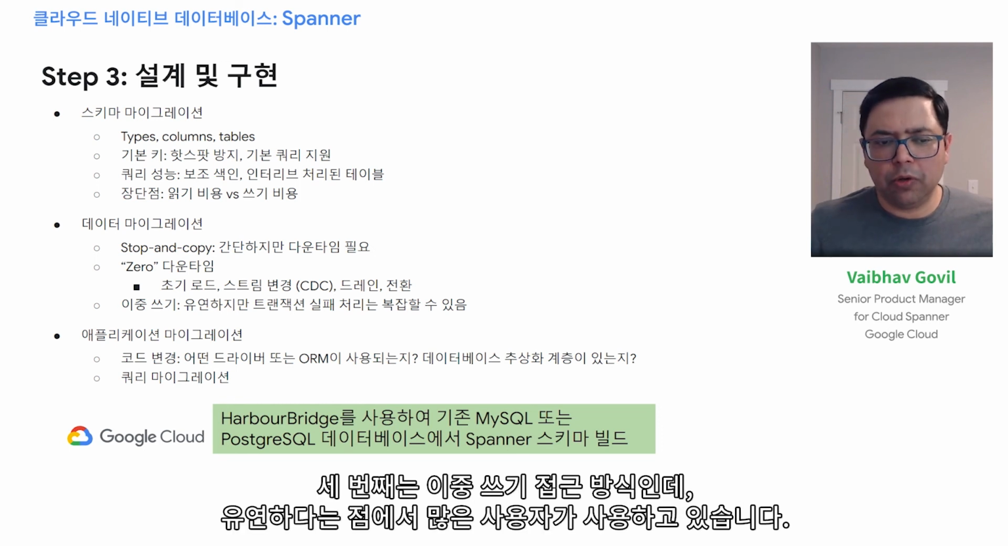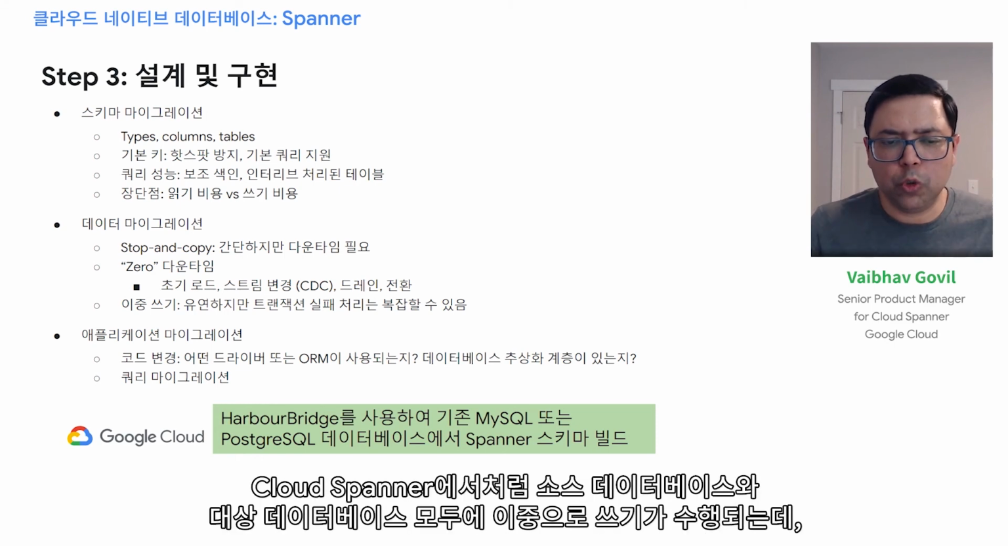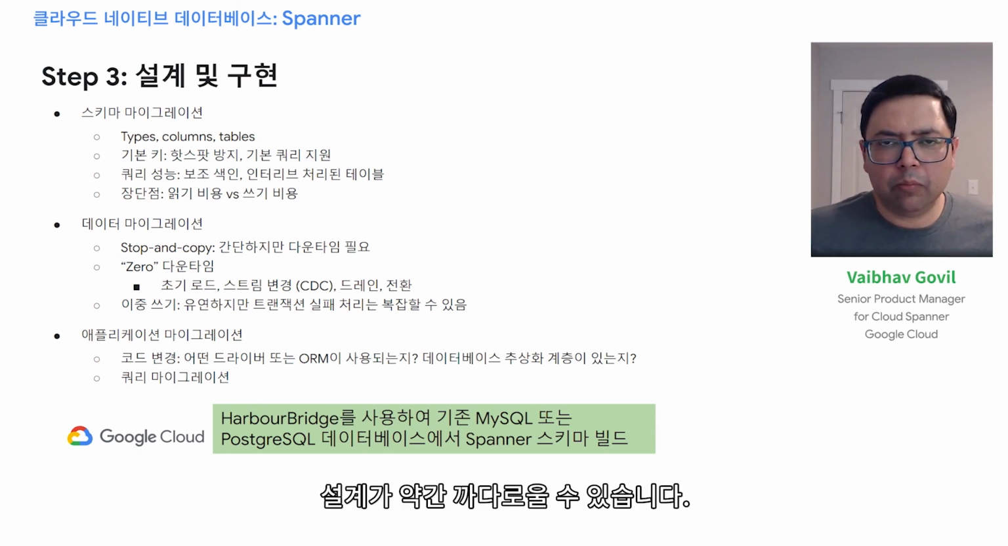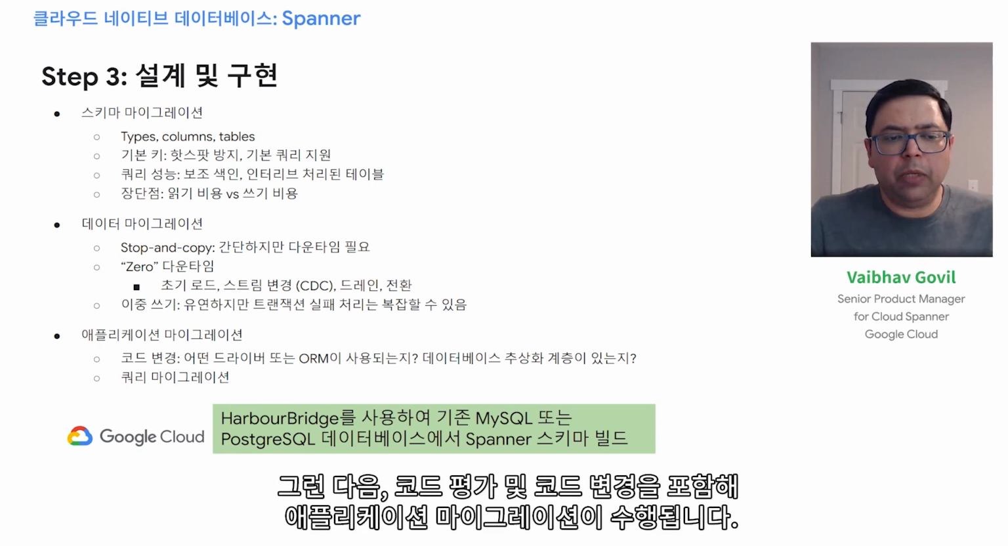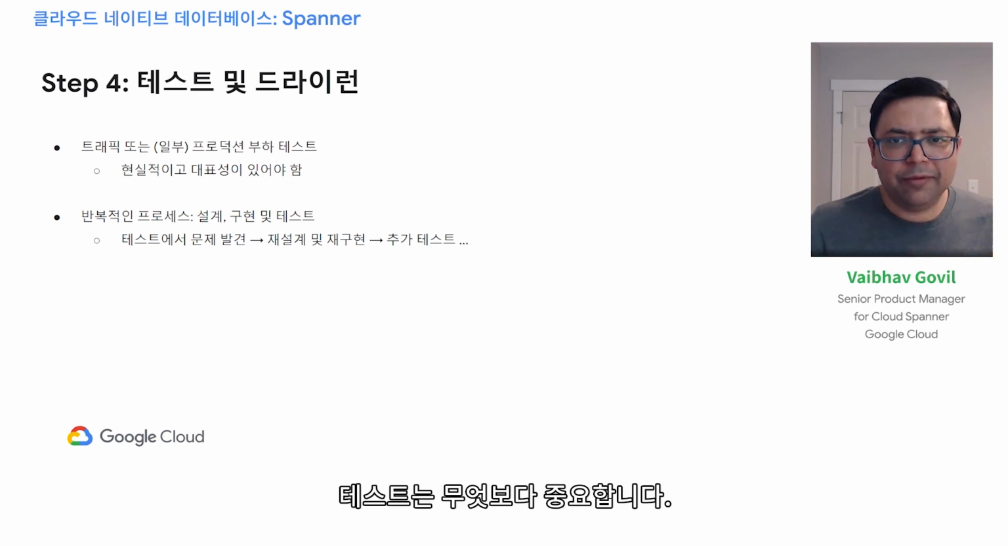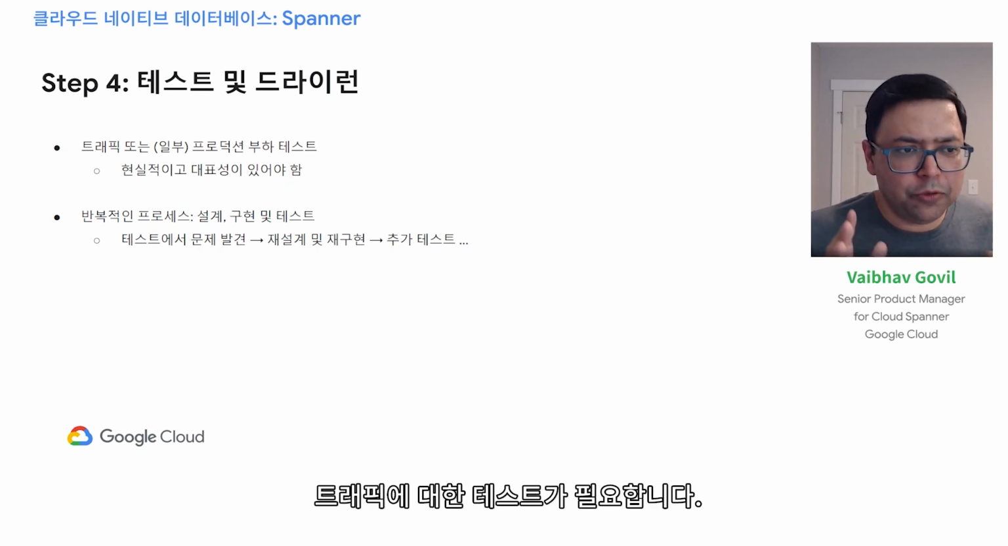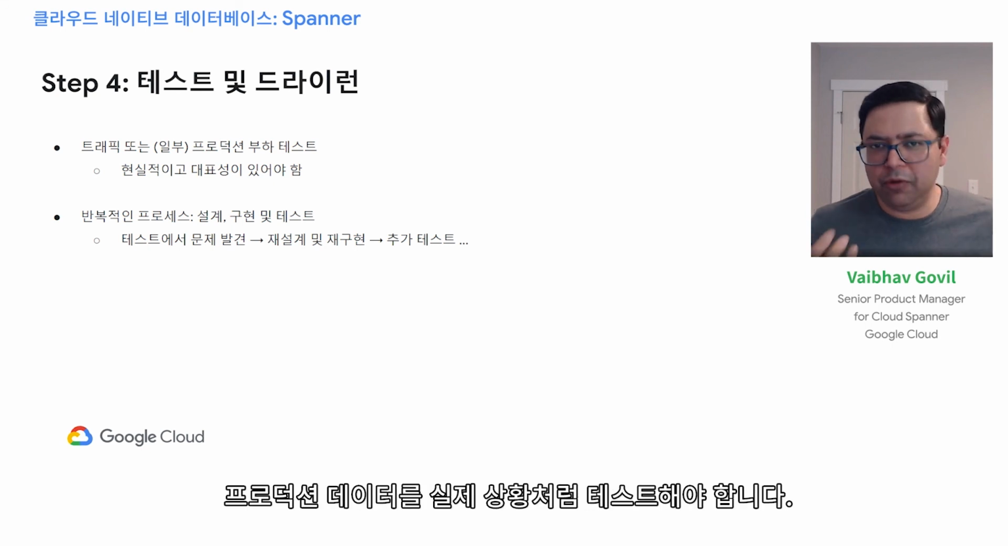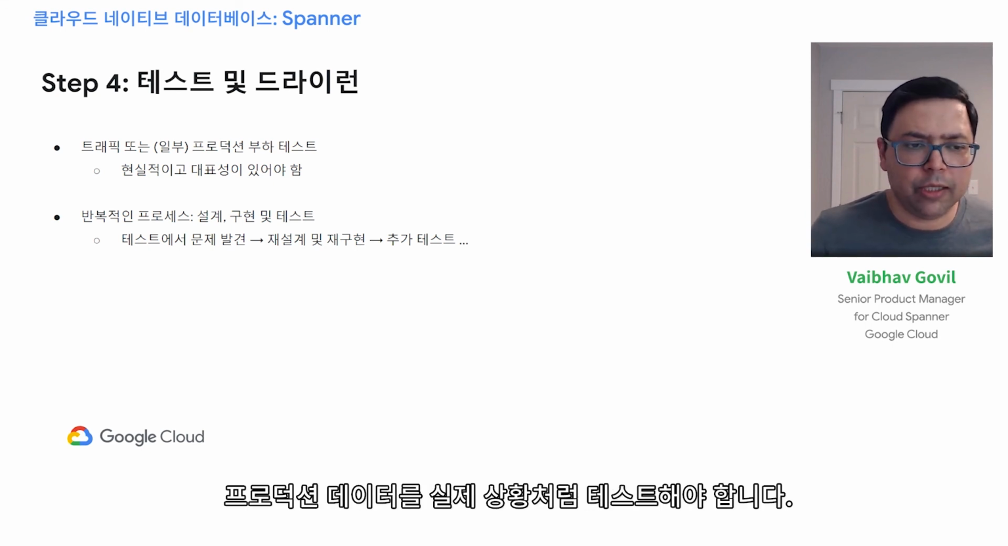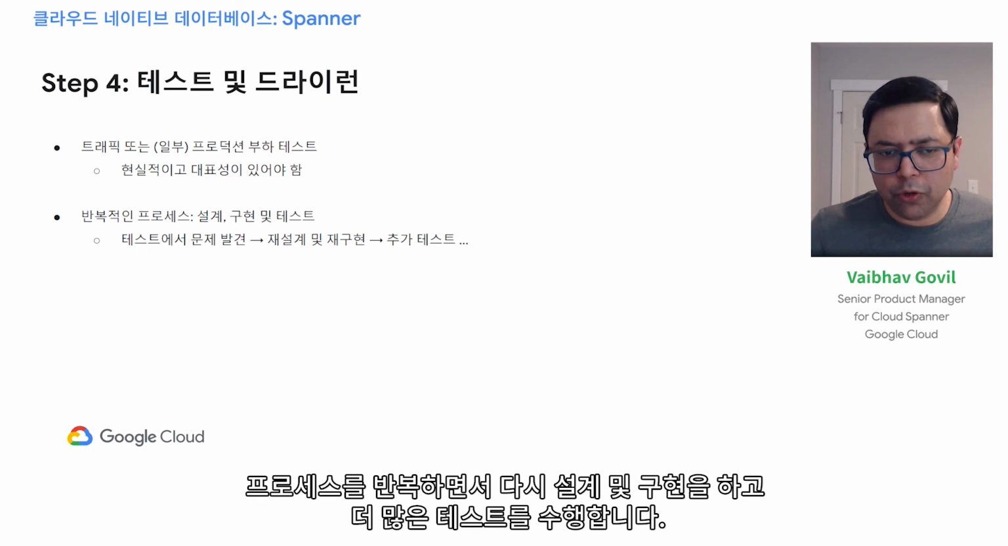And then there's the dual write approach, which a number of customers use, which is flexible. It does dual writes to both your source database and destination, in this case Spanner, but sometimes architecting that might be a little bit tricky. And then you do application migration, which includes code assessment and code changes. Then finally, I can't stress enough on testing. The traffic should be realistic, representative of your production data. And then as you learn more, you redesign, re-implement, and do more testing.